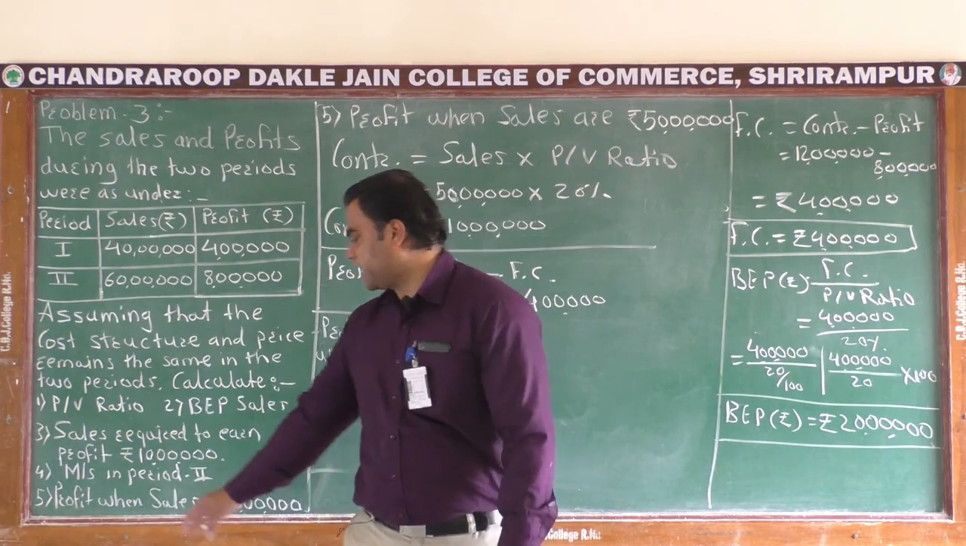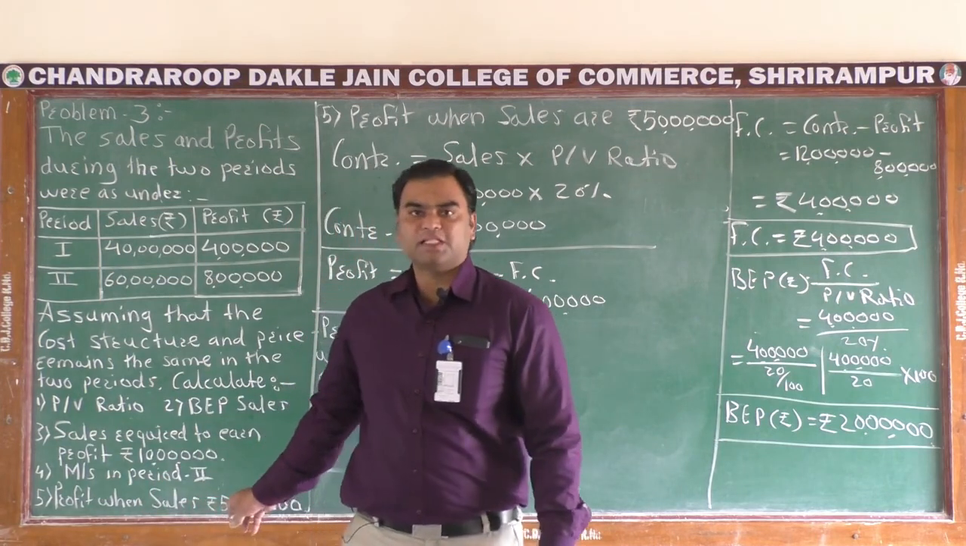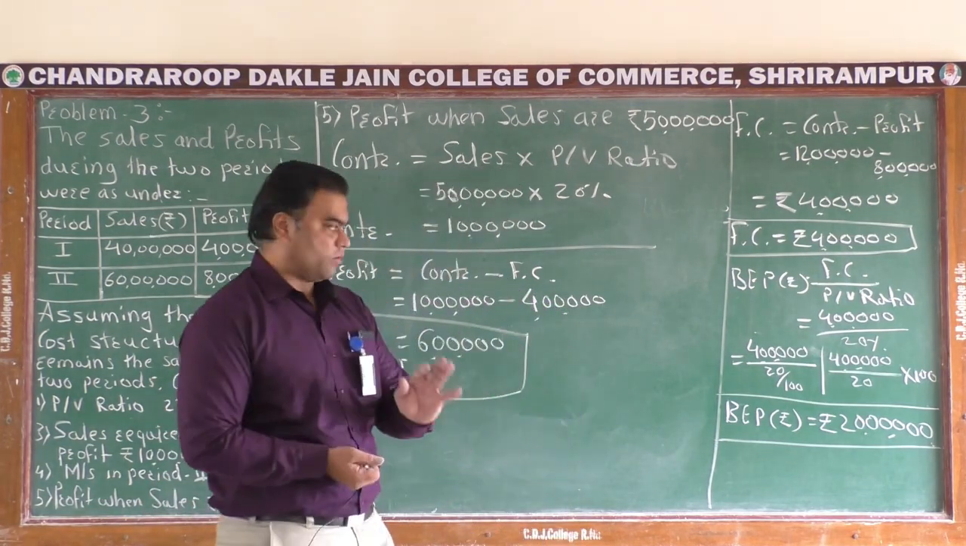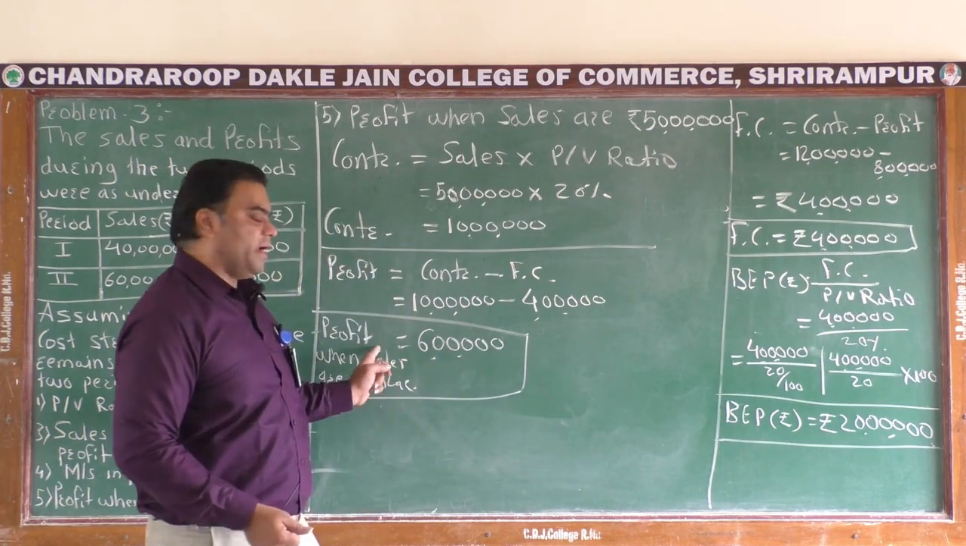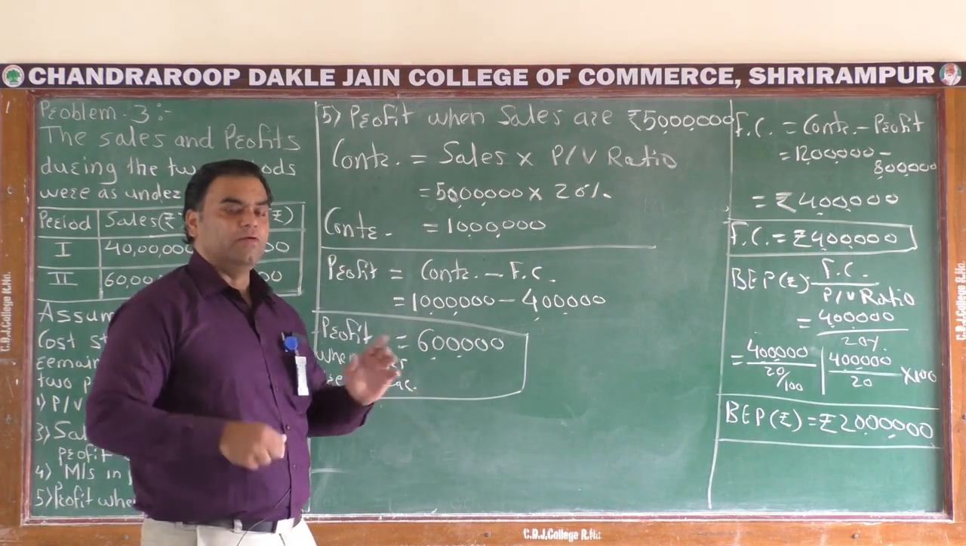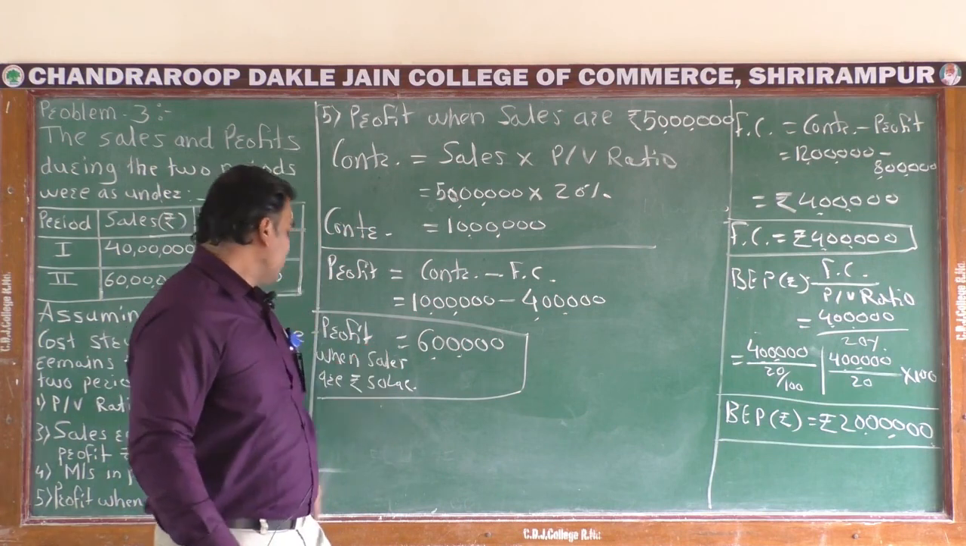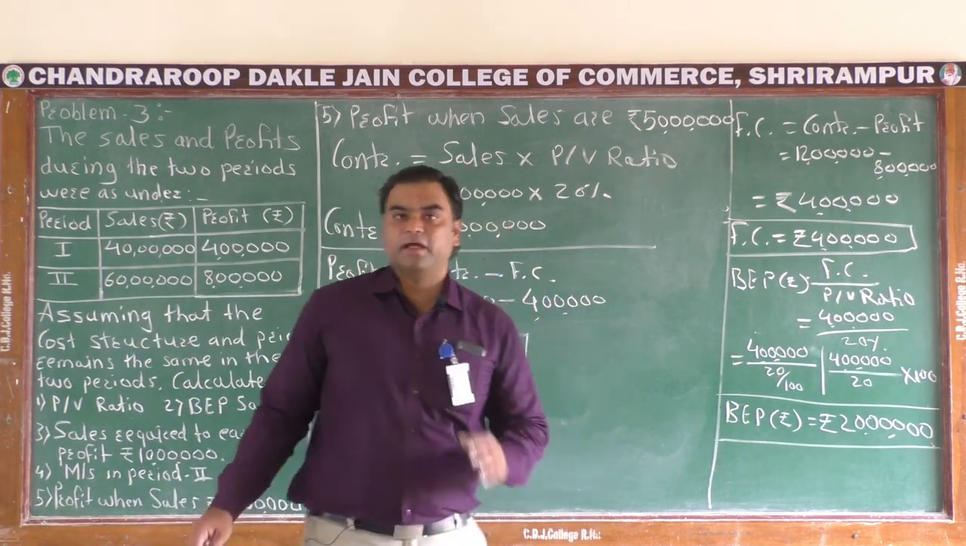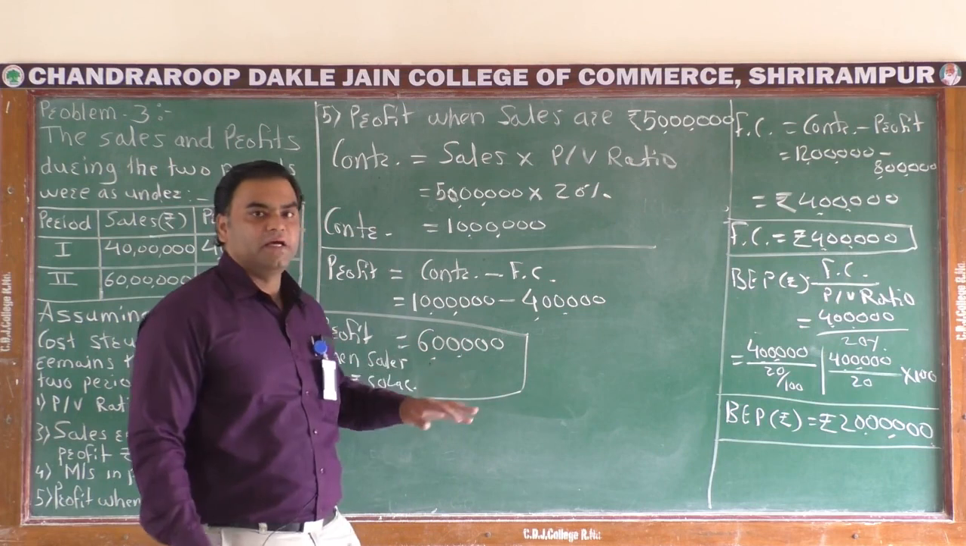So the fifth item, that is profit when sales are rupees 50 lakh, we have calculated. What will be the amount of profit? 6 lakh. When company sales is 50 lakh, then company's profit will be 6 lakh.